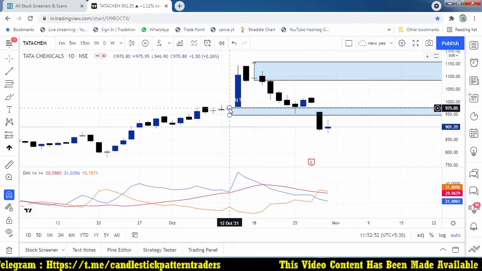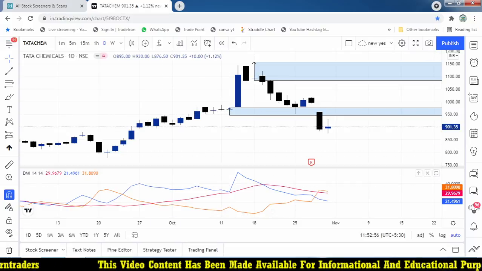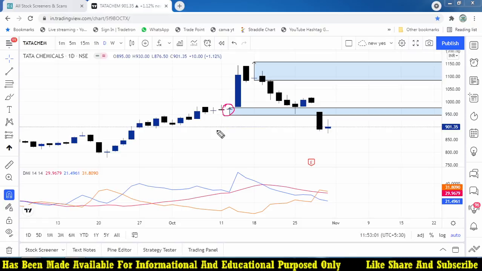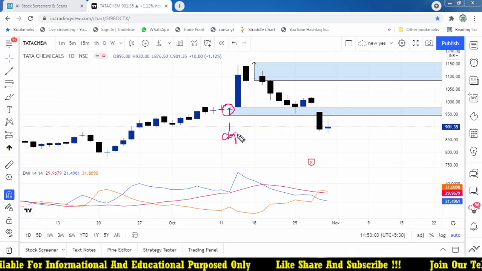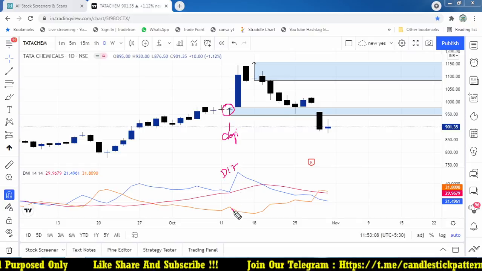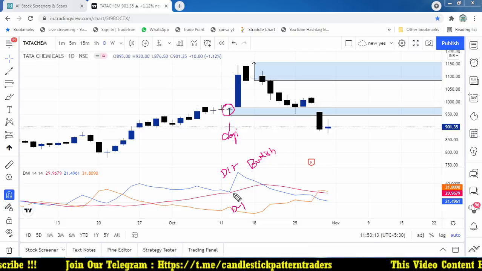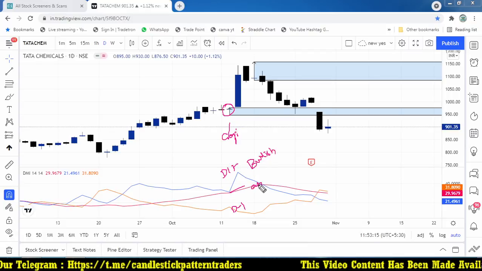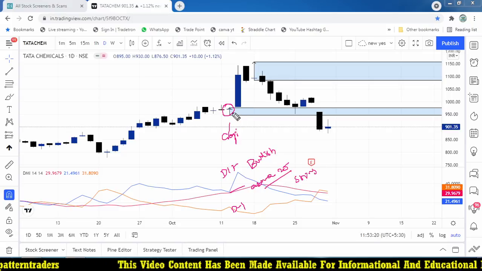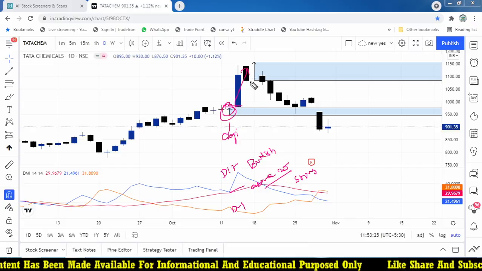Here it forms a doji candle. Let's look at what factors we are going to see. For example, this is the pattern on the chart, a doji, and DI plus is greater than DI minus, so a bullish trend, and ADX is above 25, strong. The market opened above that level and reached a very high level.